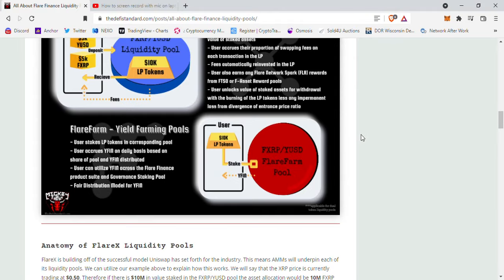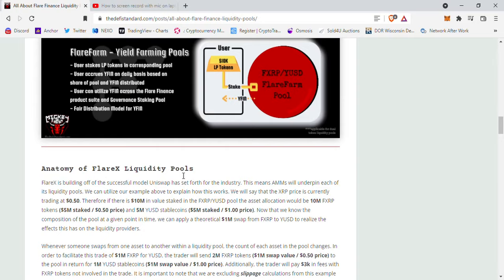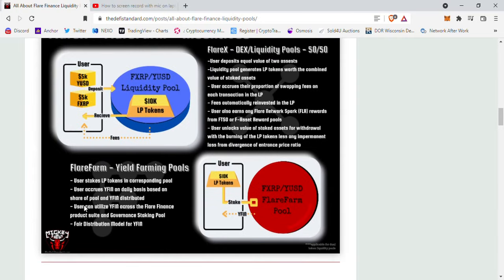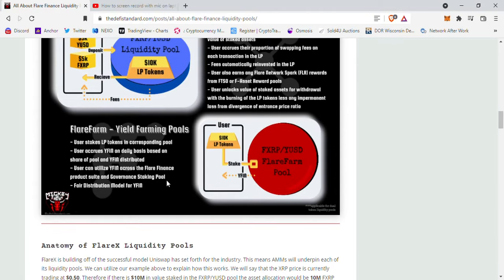But with that YFIN, you can hold it, and at the same time, you can then delegate it into there, and it says it right here. User can utilize YFIN across the Flare Finance product suite and governance staking pool. You'll see this with another DeFi platform. I don't know if you've heard of it, but it's Iron Finance. They have their governance token. It's Iron. I believe it's Iron or it's Frost or something like that. But you can stake that for about like 300+% APY, and it's just a chance to, rather than just this sitting in your wallet, you can earn gains with it. In YFIN, it's going to be important, if you want to say, and also to earn money.